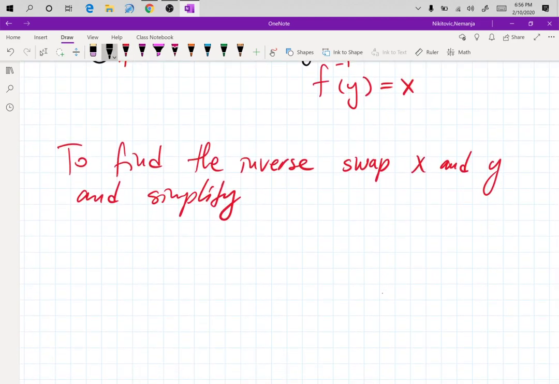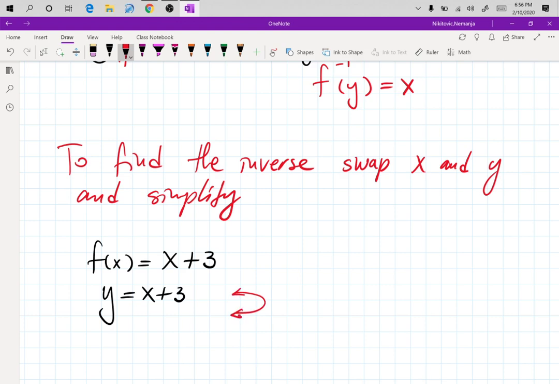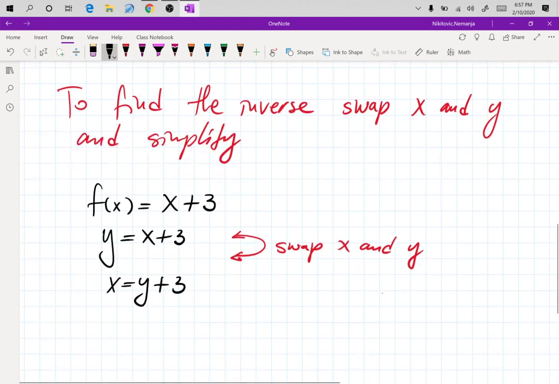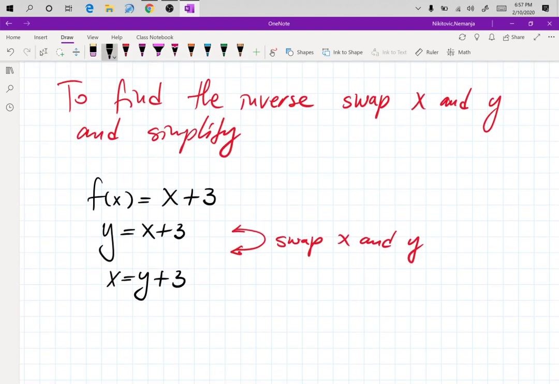So let's go with the simplest problem, which was f of x equals x plus 3. This is what we had, because we already know the answer here. So what happens? Well, we create y equals x plus 3. Then the problem says swap x and y. So x equals y plus 3. And then the next line says simplify.